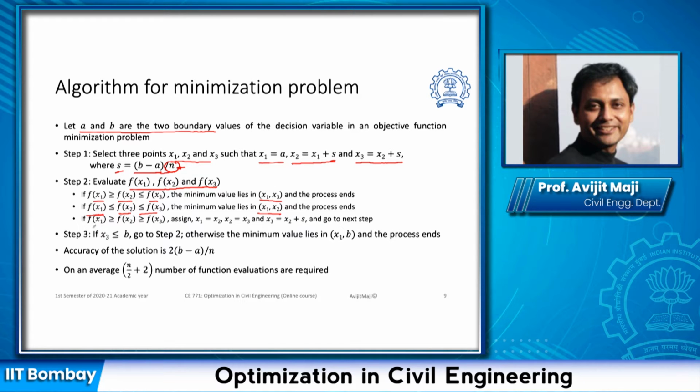The third option is when the new points we get are better and better than the initial point. In that case we can move forward and say my new x1 point is the x2 point, the new x2 point is the x3 point, and the new x3 point is obtained from the new x2 point by adding the fixed step size to it.